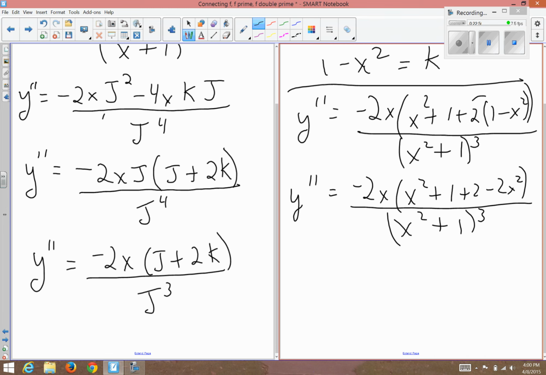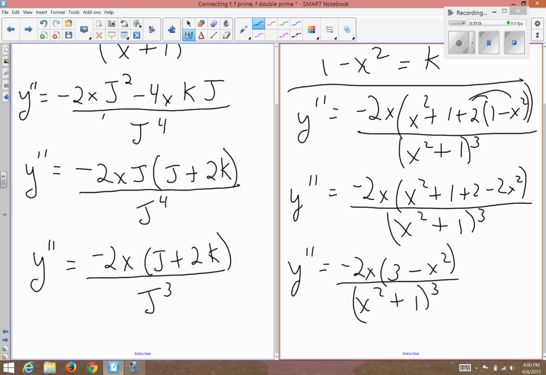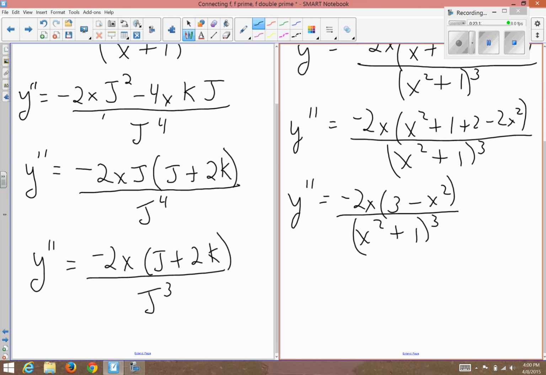After distributing this 2, that's all I did, I see like terms. The second derivative equals negative 2x times 3 minus x squared all over x squared plus 1 cubed. 1 plus 2 is 3. X squared minus 2x squared is negative 1x squared. So we need to know when the derivative is 0 and when the derivative does not exist.